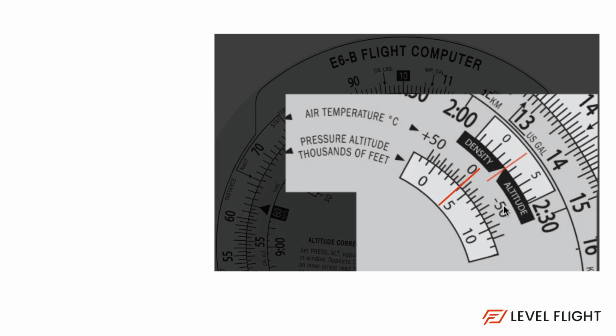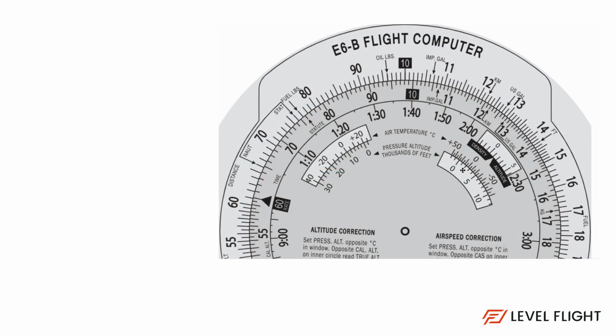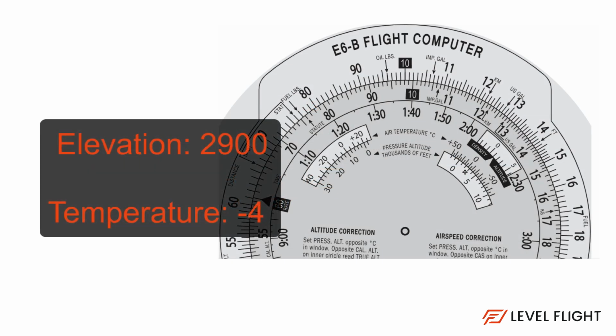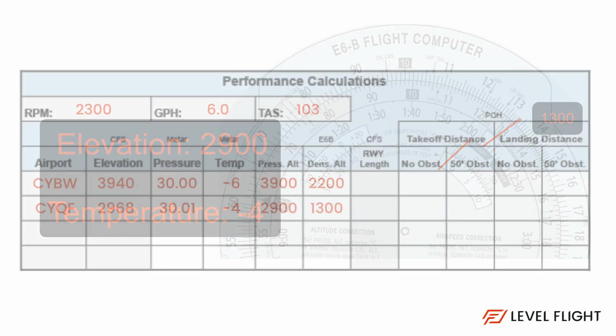We find that our density altitude is equal to 2,200 feet. This means that our aircraft performs like it's at 2,200 feet. Record this number in your navlog. Using the same method, we find that the density altitude for Red Deer is 1,300 feet. Record this number in the navlog.